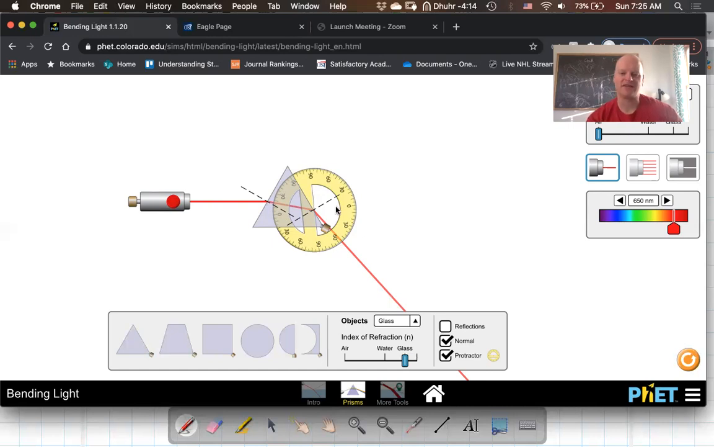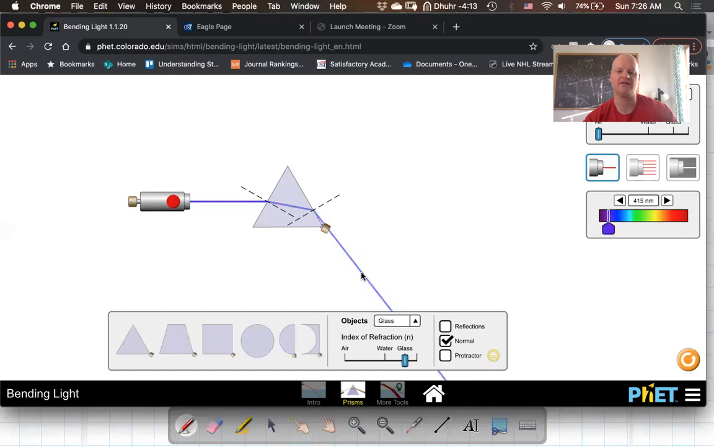Now, one other interesting thing we can take a look at from here is that it turns out the index of refraction is also wavelength dependent, which basically means that different colors will travel at different velocities inside of the dielectric material. As a nice way to see that, if I drag this guy here, you can see that these angles are actually changing, right?